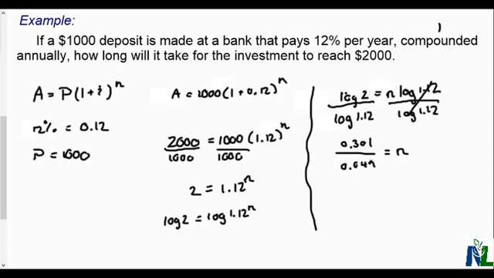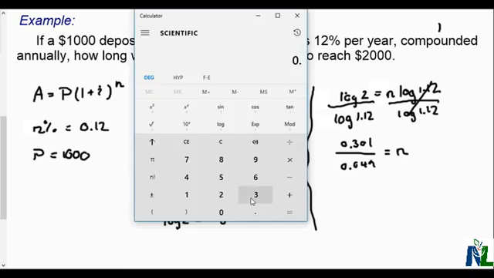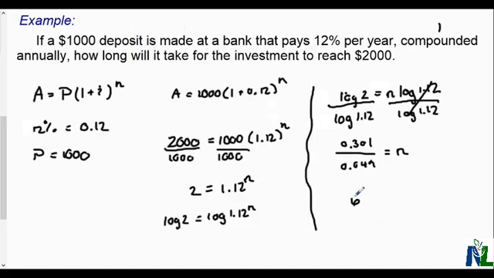So dividing those, I get a value of 6.143. Now the question asks me, how long will it take? Since it's compounded annually, then n will represent years. So this is going to take 6.143 years to double in value.